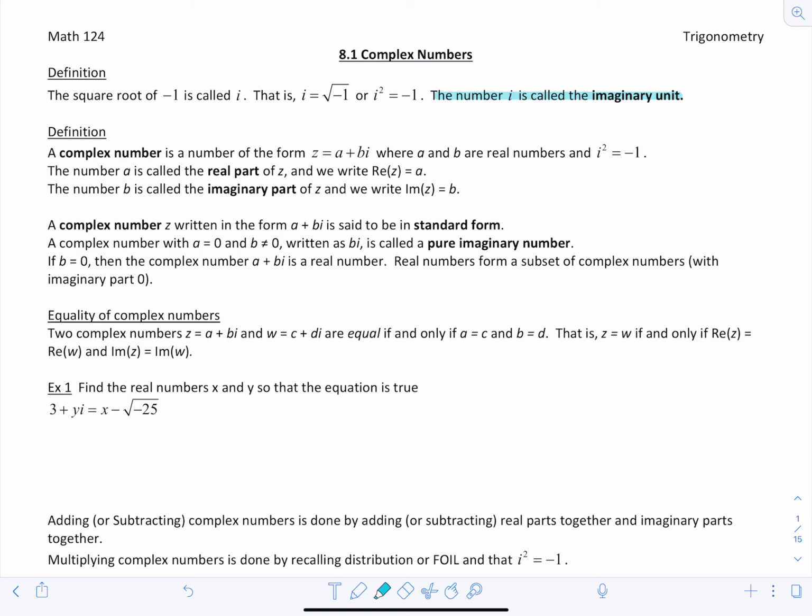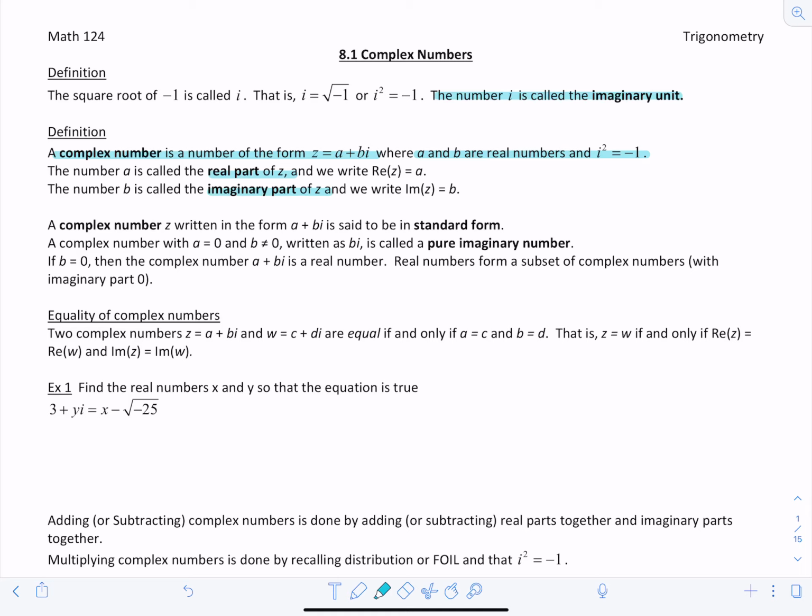Now, by definition, a complex number is a number of the form z, which can be written as a plus bi, where a and b are real numbers and that i is the imaginary unit. The number a is the real part of z, and we write that as the real part of z equals a, and the number b is called the imaginary part of z.